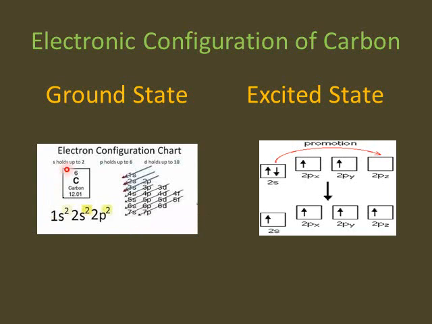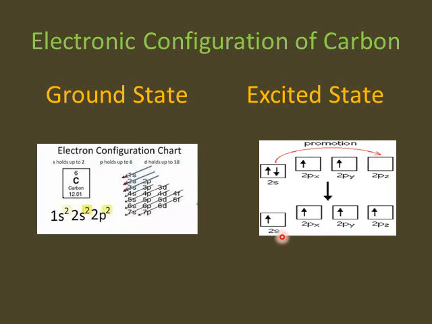Students, basically this is the ground state of carbon, and carbon forms bonds in its excited state. Now what is the excited state? It is the state in which one electron from the 2s orbital jumps to the 2pz orbital, which is empty. As we know, p has 3 orbitals, px, py and pz, and if we have an empty or vacant orbital present, we can drop our electron there.